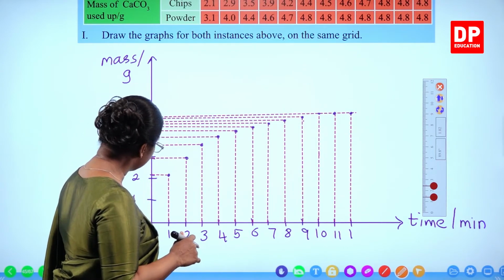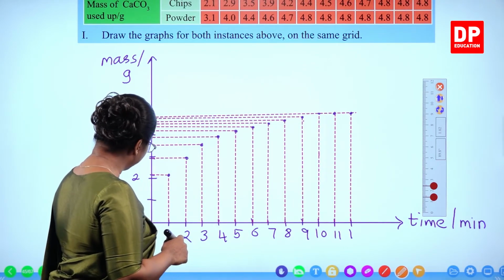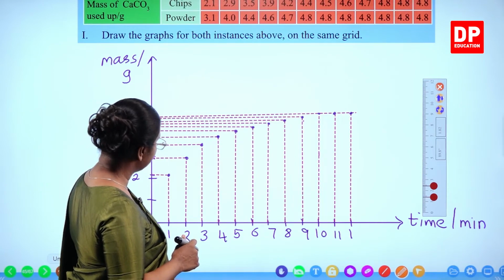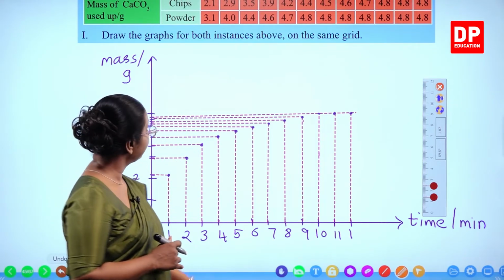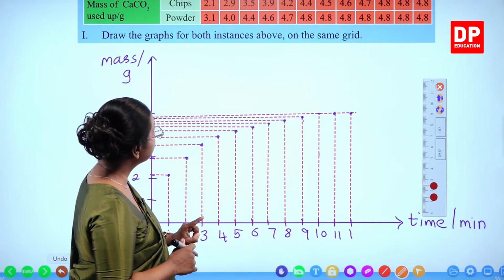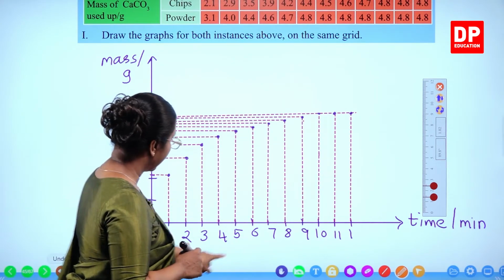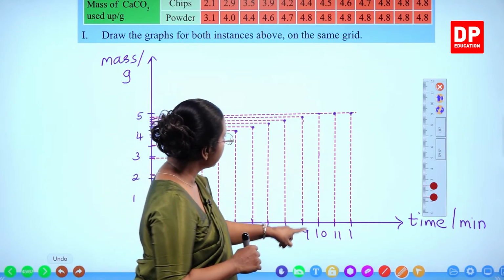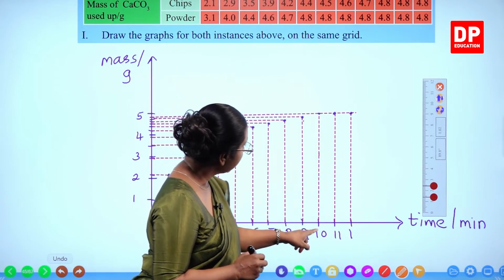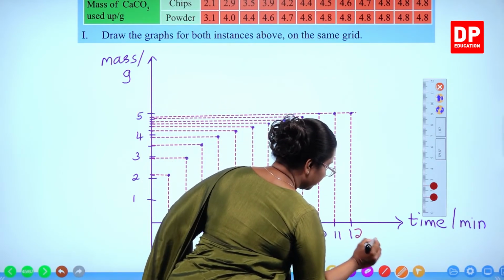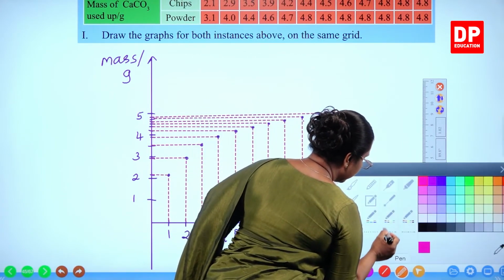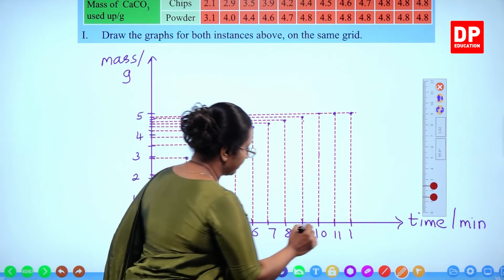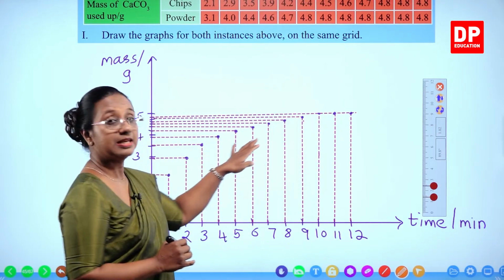You can see here, like I said, 0, 0, this is the point, then 1 minute 2.1 grams, then 2 minutes 2.9 grams, 3 minutes 3.5 grams, then 4 minutes 3.9 grams, 5 minutes 4.2 grams, 7 there is 4.5, then 8 4.6, 9 4.7 and 10, 11 and 12 also. 10, 11 and 12, all the points, it's the same value, 4.8 grams. So, 10, 11 and 12 minutes, it's the same value.